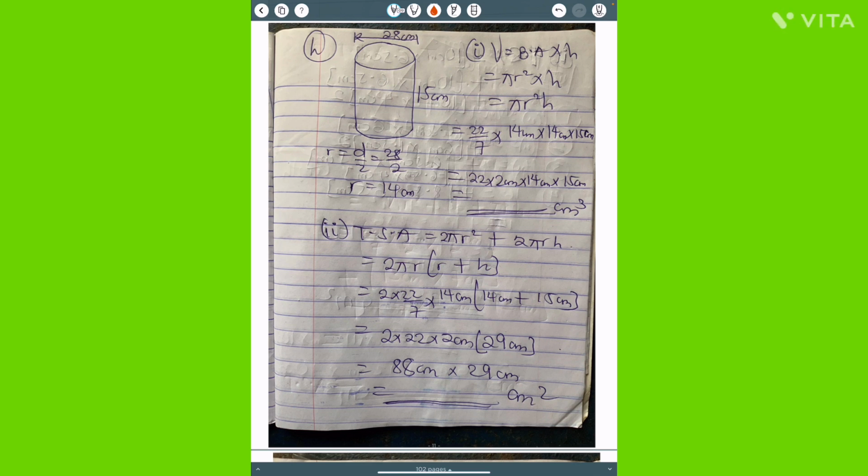Now, question H is straightforward. Volume is base area times height. The area is a circle.